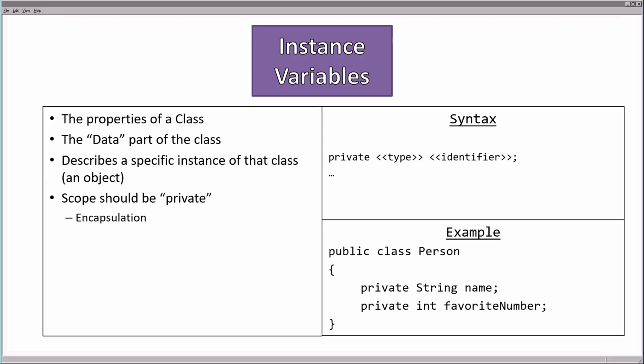It is really good programming practice to go ahead and assume that the scope of instance variables should be private. We do this because of one of the first principles of object-oriented programming called encapsulation. This simply means information hiding. We only want information accessible if we deem it necessary. So in our example, as we can see in the previous one, we already defined this public class Person. Now we have the 2 instance variables called name and favorite number, both of which their scope is private.